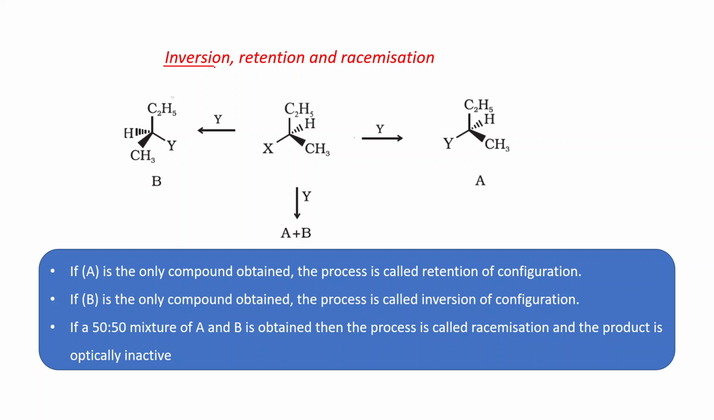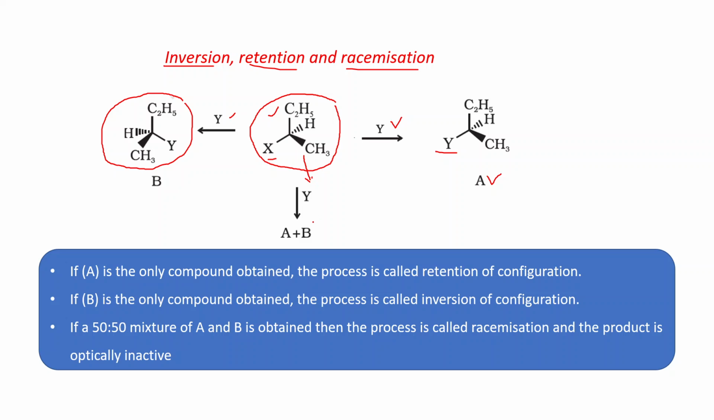Now if we compare inversion, retention and racemization, this is our main molecule, the reactant. If this reacts with the nucleophile Y, this X is replaced by Y, and we will get A. If the same molecule reacts with Y, where X is replaced by Y, we will get this compound B. And if it is again treated with Y and we get a mixture of A and B, then how can we say which is inversion, which is retention and which is racemization? If A is the only compound obtained, the process is called retention of configuration.